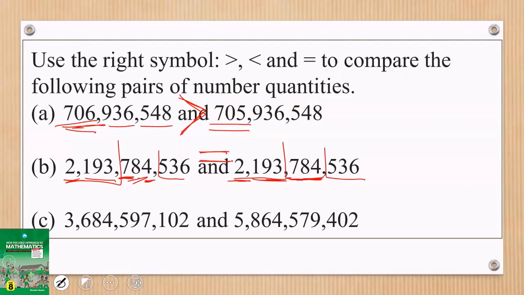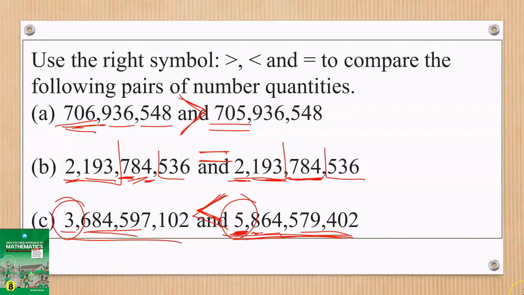Okay, let's try the last one here. Here we have 3 billion, 684 million. Here we have 5 billion, 864 million. Of course, the rest, I don't care. Once here starts with 3 billion and this starts with 5 billion, that means this number is bigger than that number because they have the same number of digits. That means 5 billion is bigger than 3 billion. And so we'll say this is less than. So this number here is less than that number.